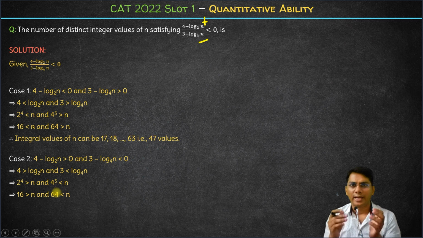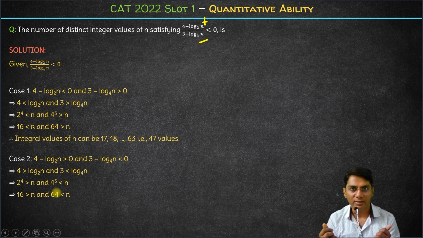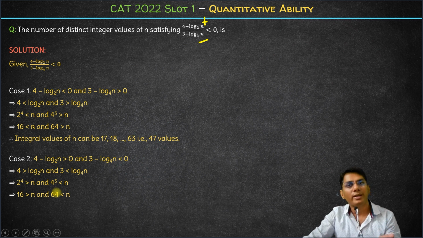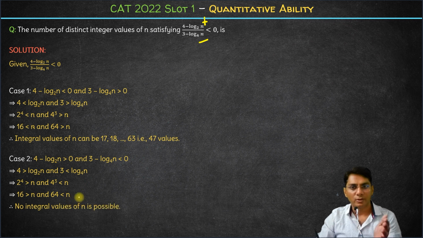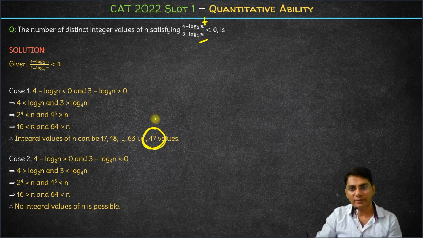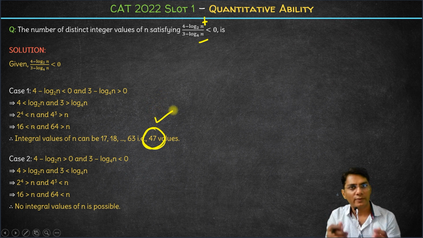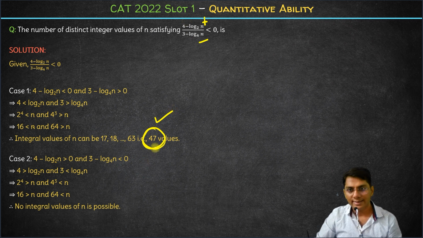Now we need to satisfy both these inequalities. Think about it. Is it possible for n to be less than 16 and greater than 64 at the same time? Obviously it's not possible, right? So from here, you will get no integral values of n. Since there are no integral values of n here, the total number of integral values will come from the first case itself, and the answer here will be 47. So the total number of integral values of n which will satisfy this inequality is 47.